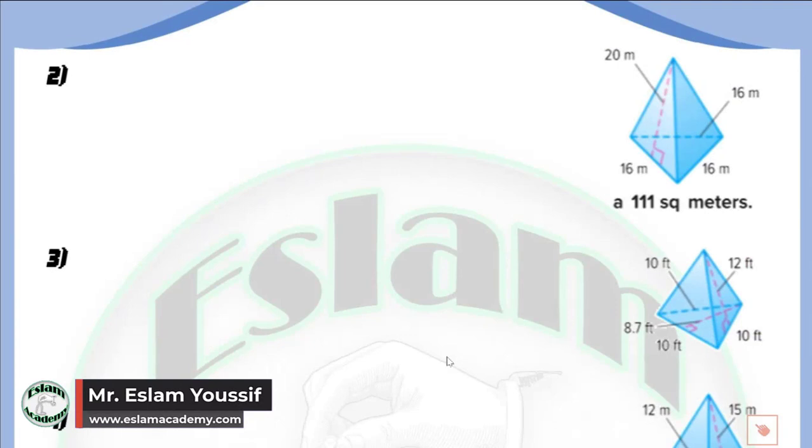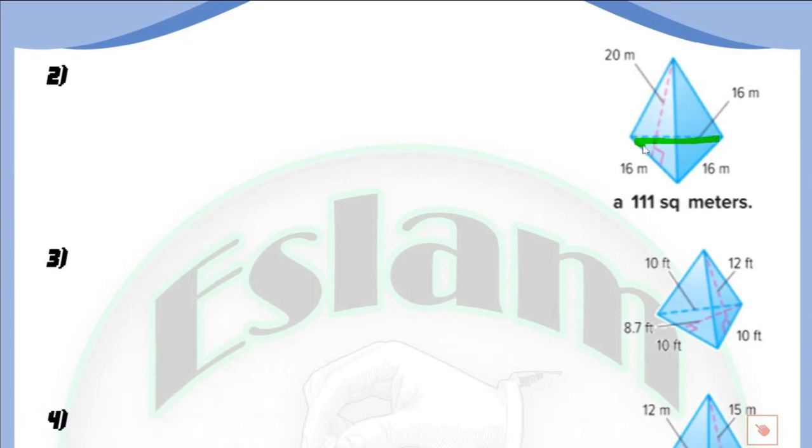In question number 2, we need to find the surface area of the pyramid. Number 1, we need to identify the base. After identifying the base, we need to find the area of the base and the perimeter of the base. The area of the base is given as 111 square meter. So we know that B is equal to 111 meter square.